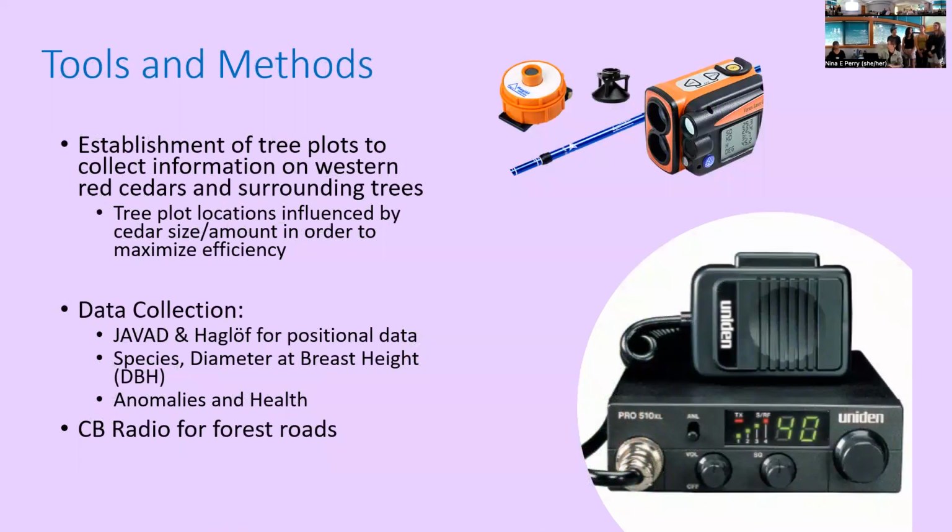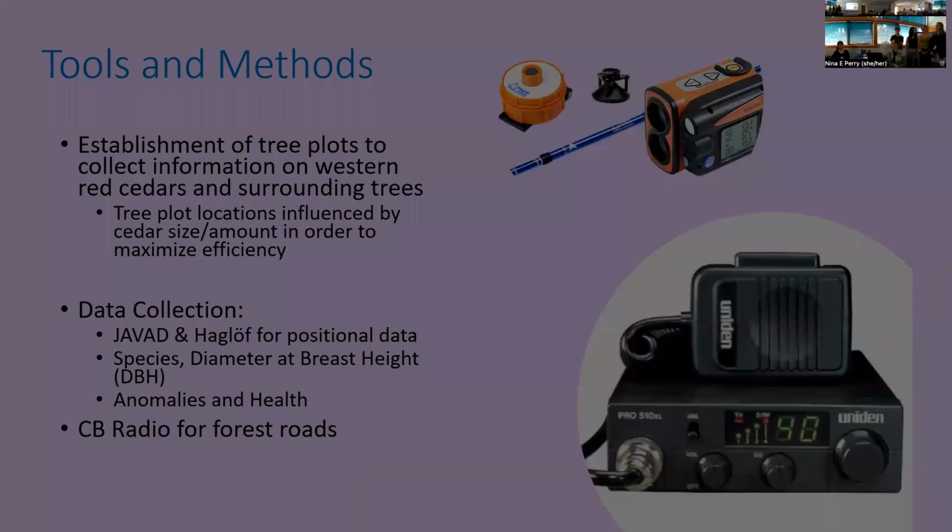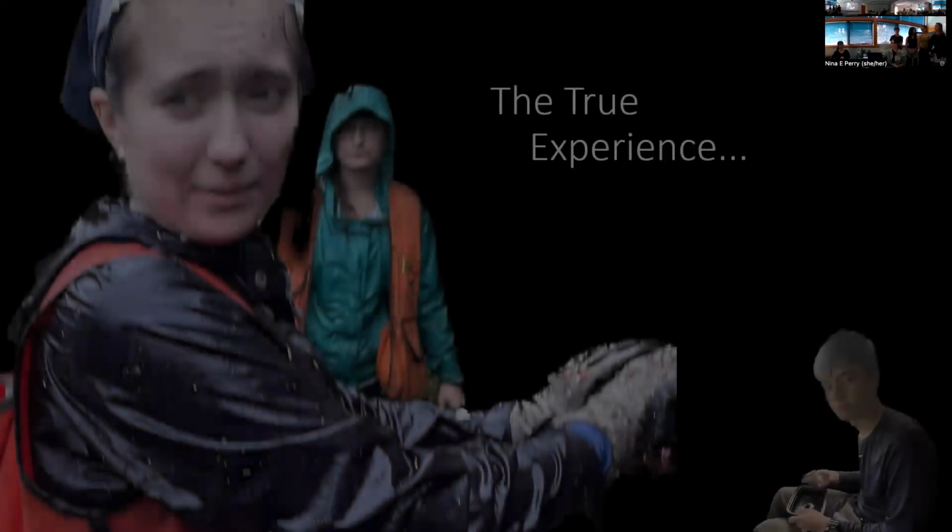And the tools and methods are pretty similar to the past two plots that we discussed. Basically using Javad, Havelock, all that data to get positional data, since that is extremely important when it comes to LiDAR, since we're trying to know exactly where we are so the model can detect what we saw on the ground. And we also used a CB because we were driving on forest roads, which is one of the more deadly things we've been doing this summer, along with, next slide, please, a bunch of these things.